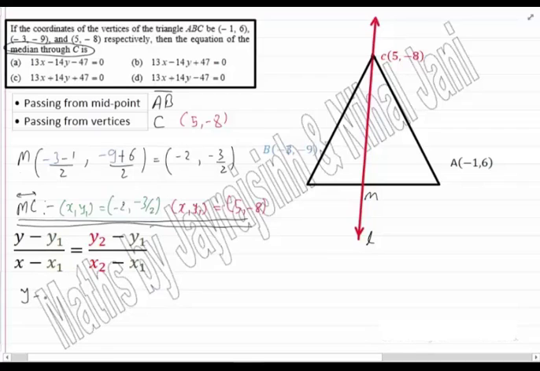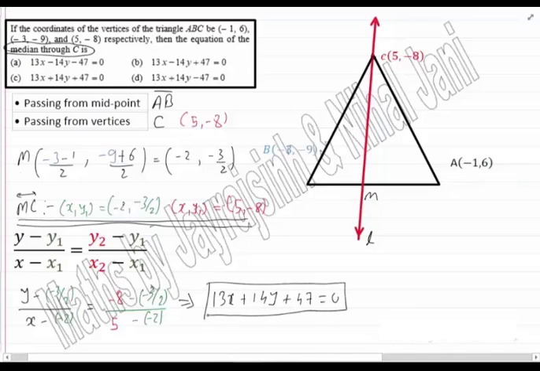So let's put the first point, y minus minus 3 by 2 upon x minus minus 2. Minus 3 by 2 is minus 2. Okay. Now we will put the first point, which is minus 8 upon 5. If you simplify this equation, you will get 13x plus 14y plus 47 is equal to 0, which is the required equation of median CM line. Tada! Option C is your final answer.